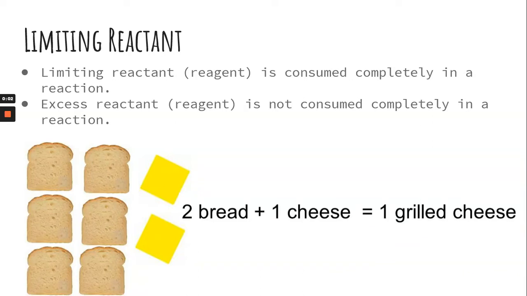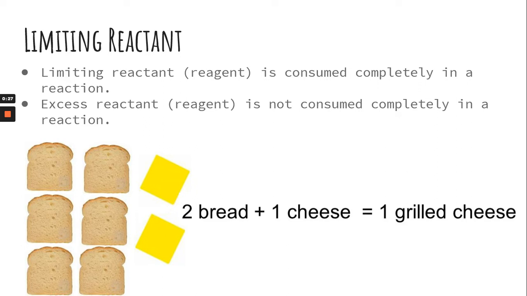When we look at reactions, they don't always have one reactant. Single replacement, double replacement, combustion reactions all have more than one reactant. So we come across this problem of a limiting reactant issue. A limiting reactant or reagent is completely consumed by the reaction, so it runs out.